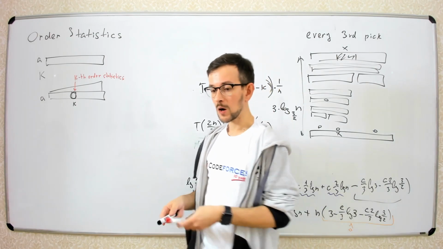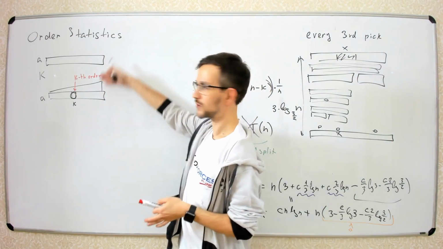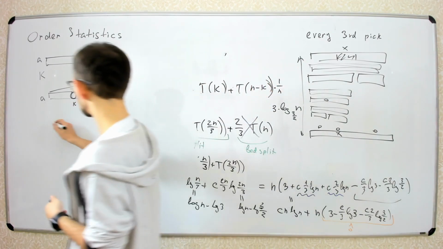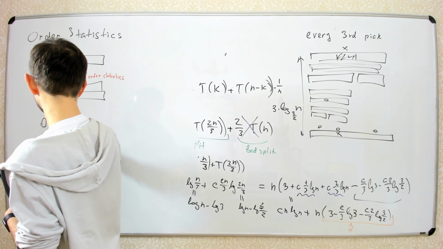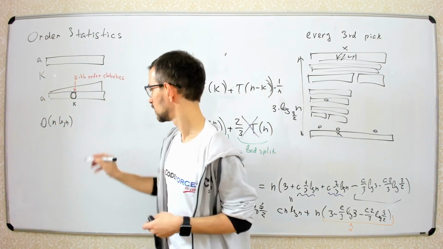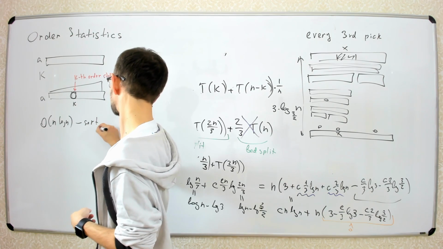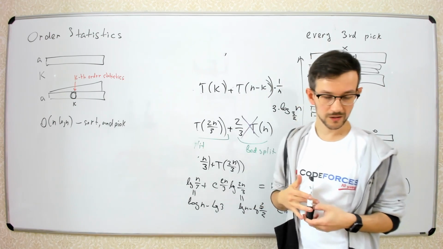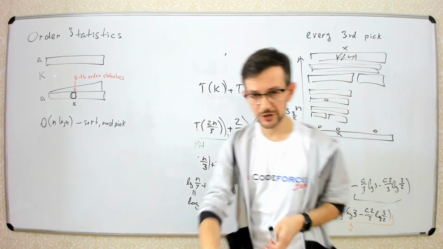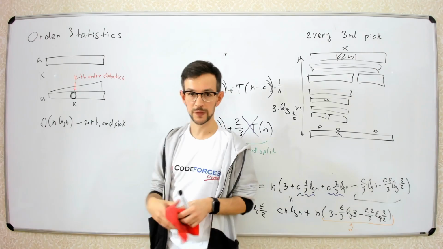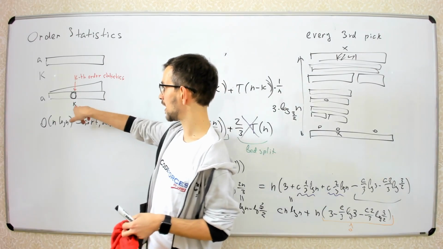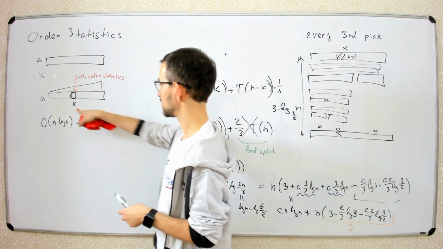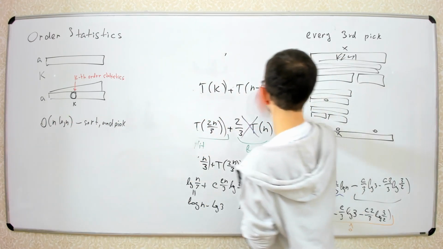So you want to find this element in the sorted array. Good. What is the obvious solution? The obvious solution is just to sort the array and then pick the element. That will cost you n log n time. Just sort and pick. And the interesting fact is that you can actually do it faster. You can find the element at index k without sorting the whole array.